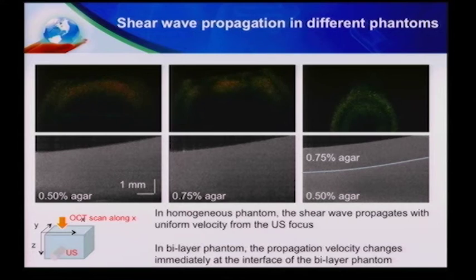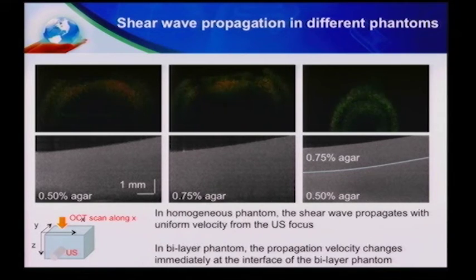This is a 0.5 agarose gel. This is 0.75 agarose gel. You can see their propagation speed is different. Let me see, they will be coming back. And this one is much faster because it has a stronger Young's modulus.